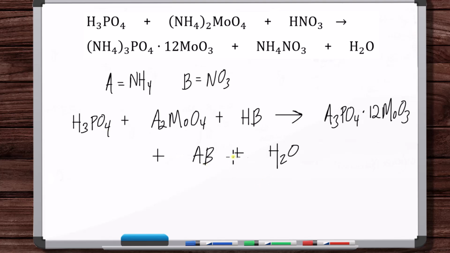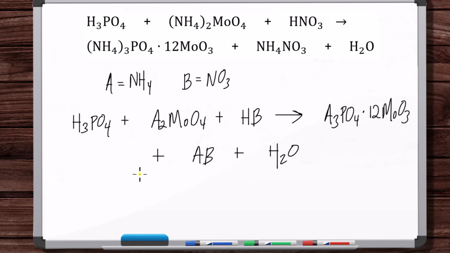work, because we need A groups and B groups on both sides. We can't end up with just a single element by itself on one side of the equation as a result of the substitutions. Then that's not going to work. So we've got oxygens on both sides. We've got A and B groups on both sides. We've got phosphates on both sides. Molybdenums on both sides. Hydrogens on both sides. Okay, so we're good. Let's go ahead and balance this simplified form here.